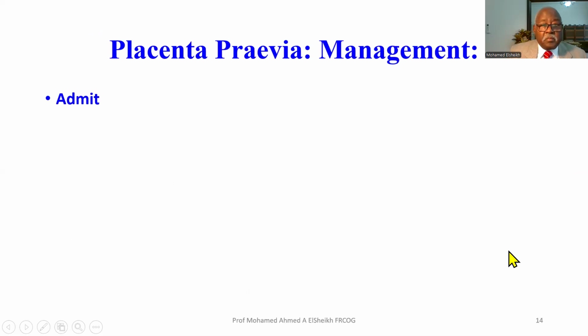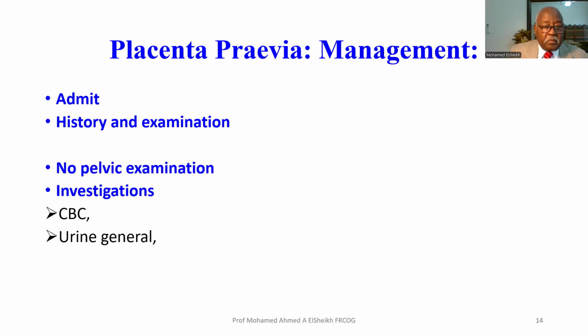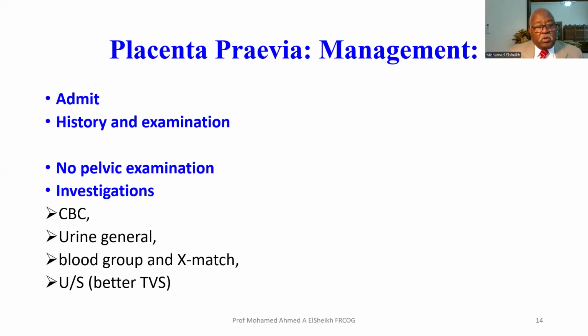Management. Admit, take the history and examination, the one which you have just mentioned. No pelvic examination. Don't do a vaginal examination at all. Do the necessary investigations. You would like to see whether she's anemic or not, doing a complete blood count. You would like to check the urine in general, if she has any albuminuria or any other abnormality. You would like to check the blood group and also cross-match blood for her. She will need that.